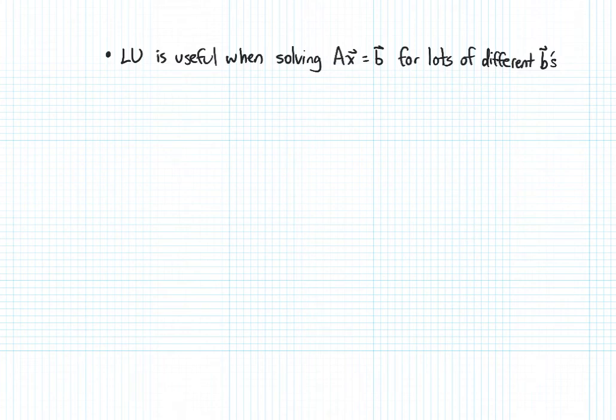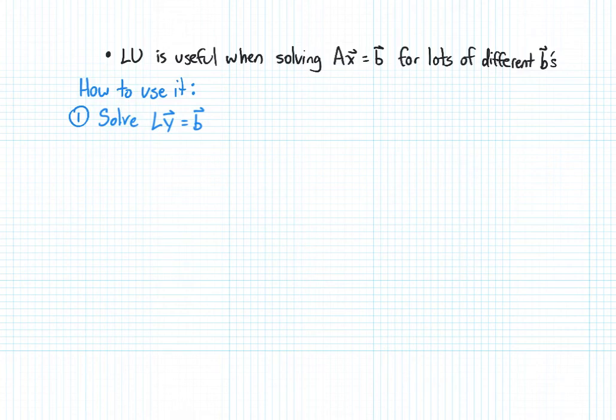But anyway, so the idea is that you could do the LU factorization of A. You don't need the vector B to do that. And then that LU factorization gives you a way to solve AX equals B faster. Okay, so here's how you use it. So first you solve the equation L times Y equals B.